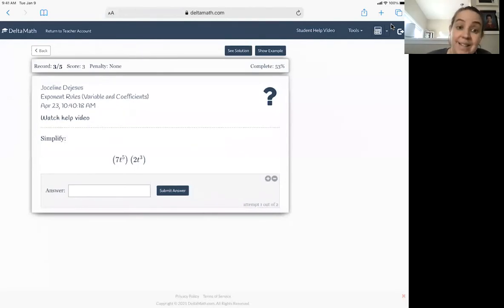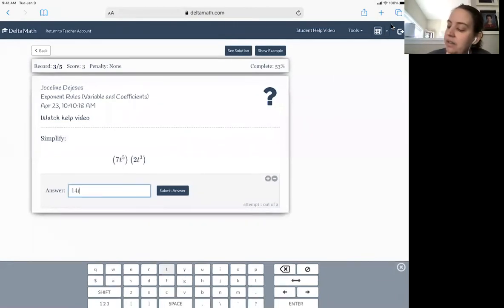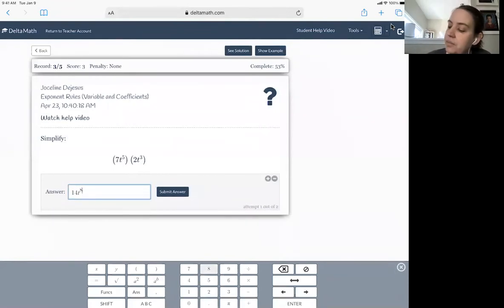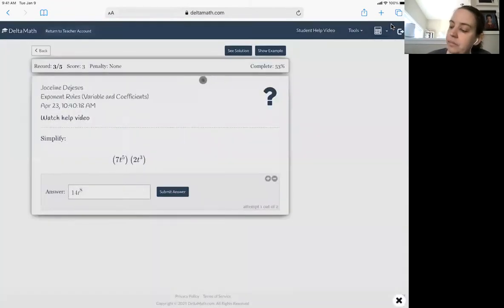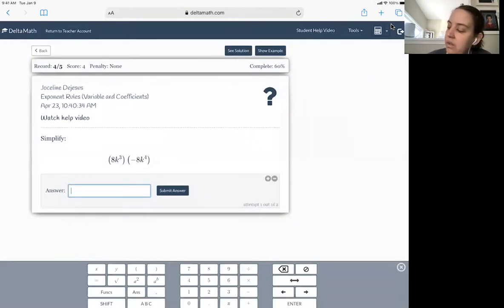For this one, 7 times 2 in the front becomes 14. t to the 5th, t to the 3rd, I add the exponents. This is t to the 8th. Good. The next one, 8 times -8 is a -64. We multiply the coefficients, and then k cubed and k to the 4th, we add the exponents, is going to be k to the 7th.